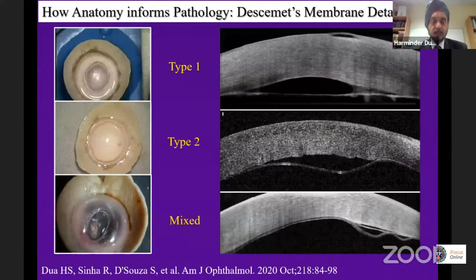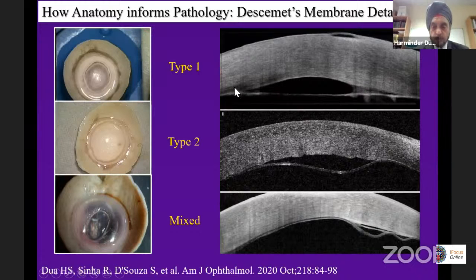Now coming to the pathology, which we'll look at and then finish off, is Descemet's membrane detachment. We've been talking about that for years and years, but this is something we recently published in the AJO, is that it is exactly like the bubbles. You can get a Descemet's membrane detachment with pre-Descemet's layer and Descemet's membrane.